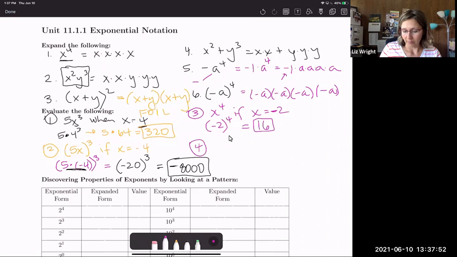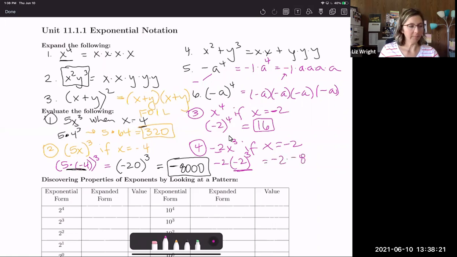On our last problem, it says -2x to the 3rd if x equals -2. So this one's really similar. We've got the -2 already up front. So we're going to do -2 times -2 cubed. And then this -2 cubed is going to give us -8. And then our -8 times -2 is going to give us a positive 16 for that one.